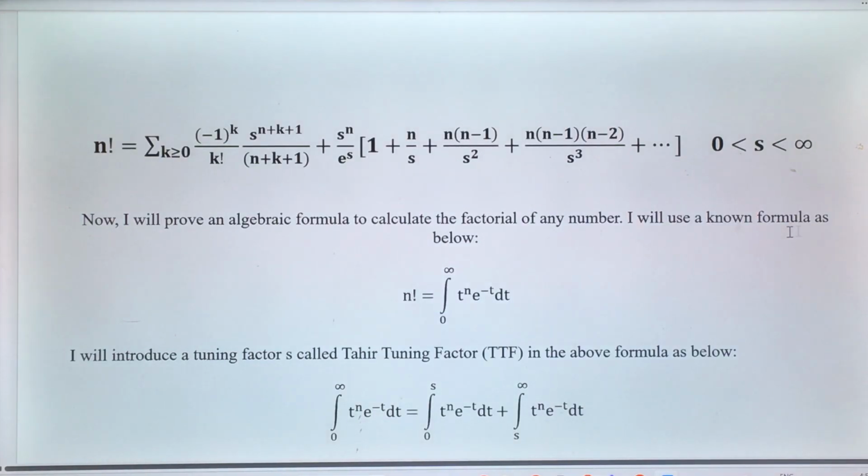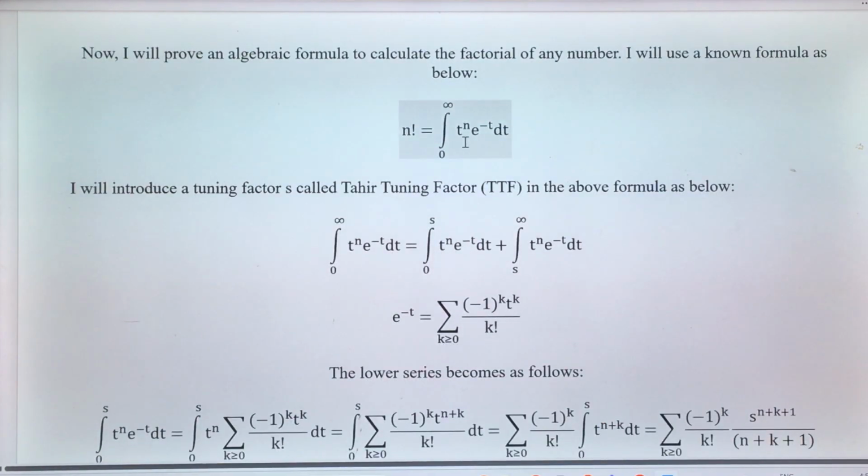I will use a well-known formula for the gamma function or the n factorial in the form of this integral, as you all know. But I will introduce a tuning factor s, called the Tahir tuning factor, in the above formula as below. Why do I call it a tuning factor? Because it will tune the two parts of the integral.